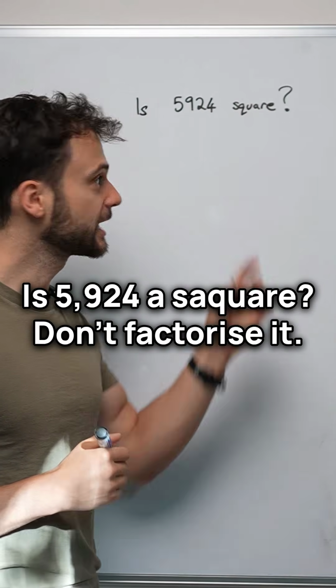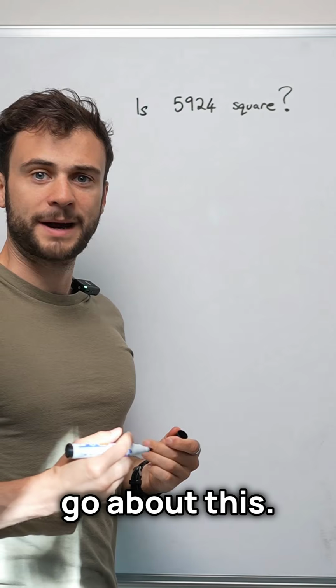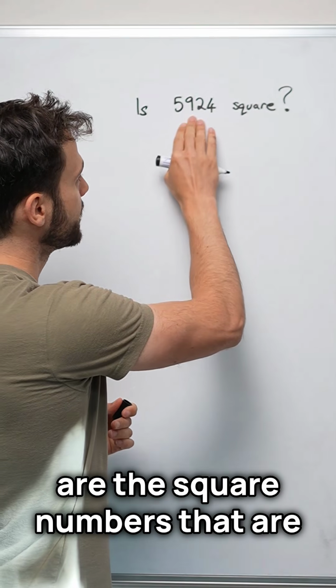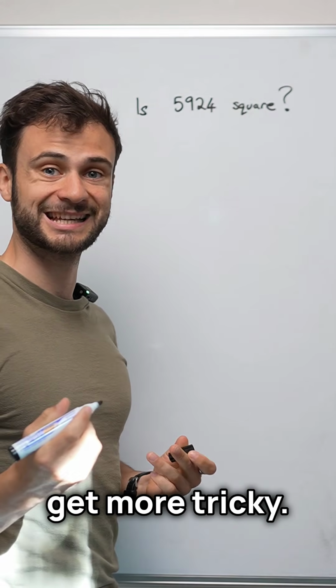How would you go about working out whether an arbitrarily large number is square? There are a couple of ways we could go about this. We could just think, okay, what are the square numbers that are close to this, and does this land on one of them? Of course, as we get larger and larger numbers, that's going to get more tricky.